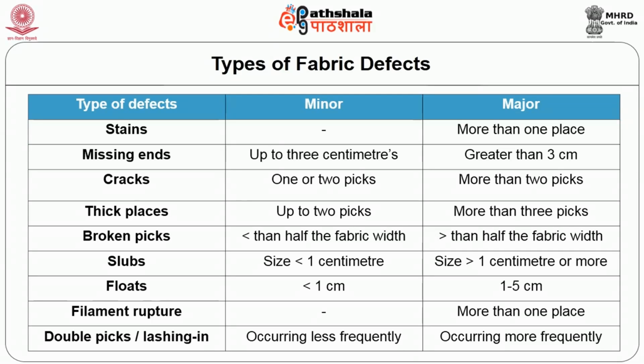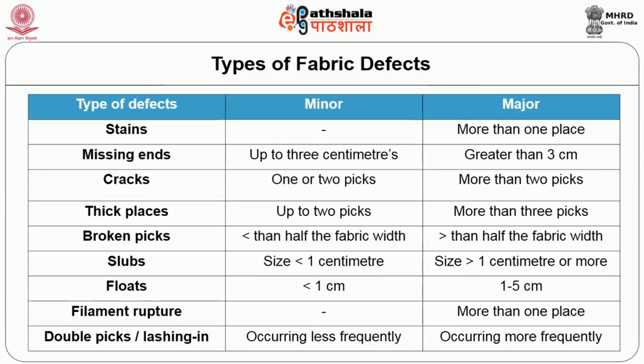Broad classification of the major and minor defects. The different types of defects are, for example, a stain which, when it occurs at more than one place, is considered a major defect, whereas a missing end with a length of up to 3 centimeters is considered minor, and greater than 3 centimeters is considered a major defect.